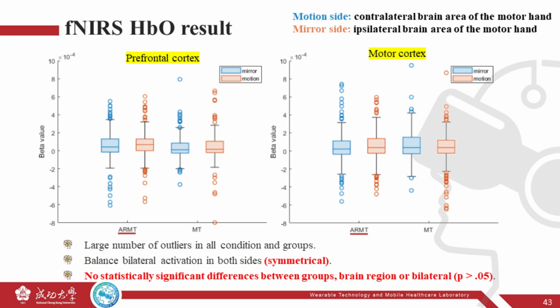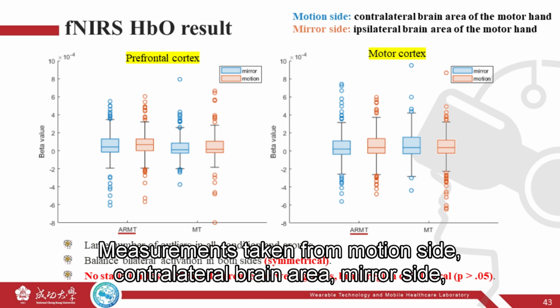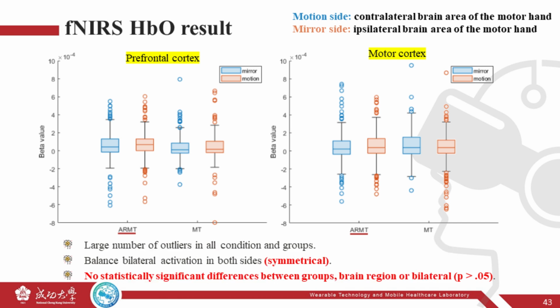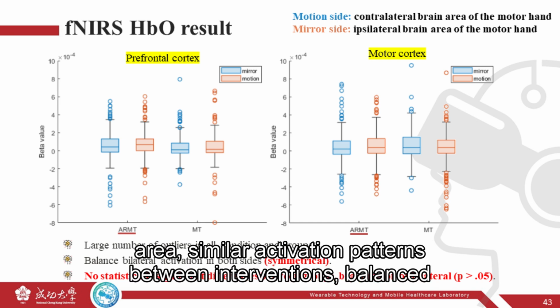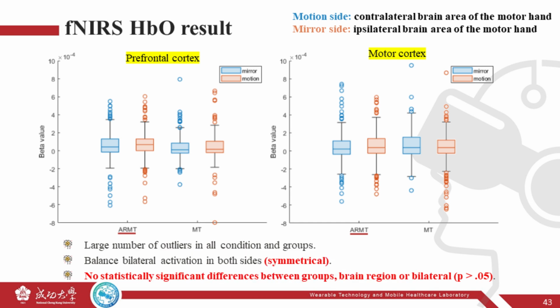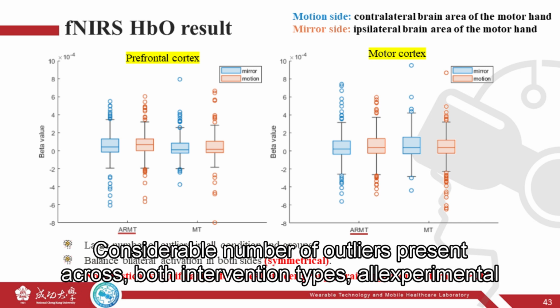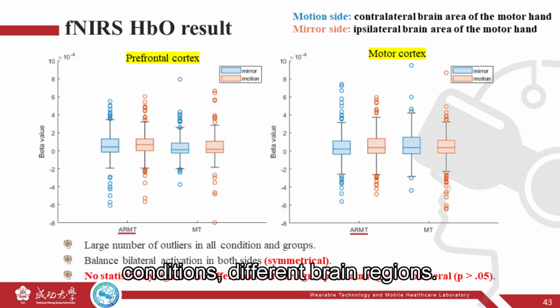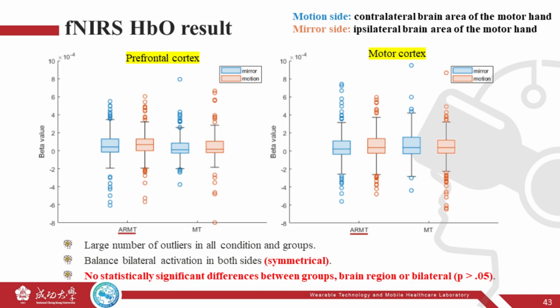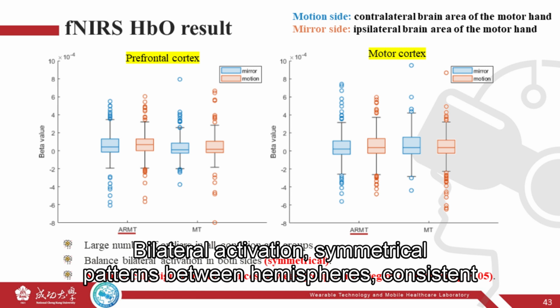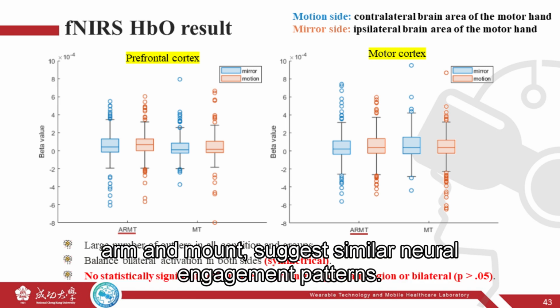Motor cortex: measurements taken from motion side, contralateral brain area, mirror side, ipsilateral brain area, similar activation patterns between interventions, balanced bilateral response observed. Key observations. 1. Considerable number of outliers present across both intervention types, all experimental conditions, different brain regions. 2. Bilateral activation. Symmetrical patterns between hemispheres, consistent across both ARMT and mirror, suggest similar neural engagement patterns.